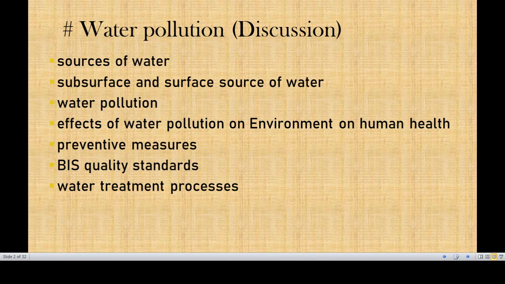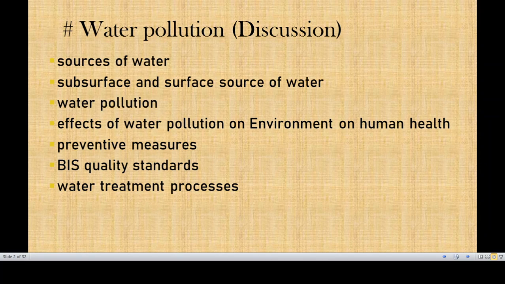Next, we will try to understand the exact definition of water pollution, and the effects of water pollution on environment and human health, like we have seen in our last lecture for soil. Also, we will try to find out what preventive measures can be taken for controlling this water pollution.